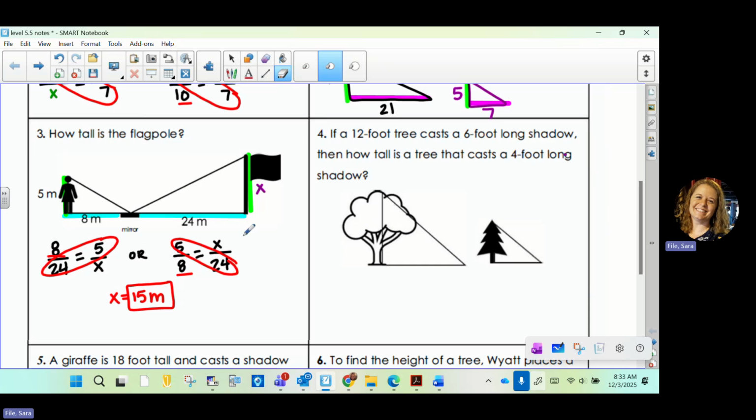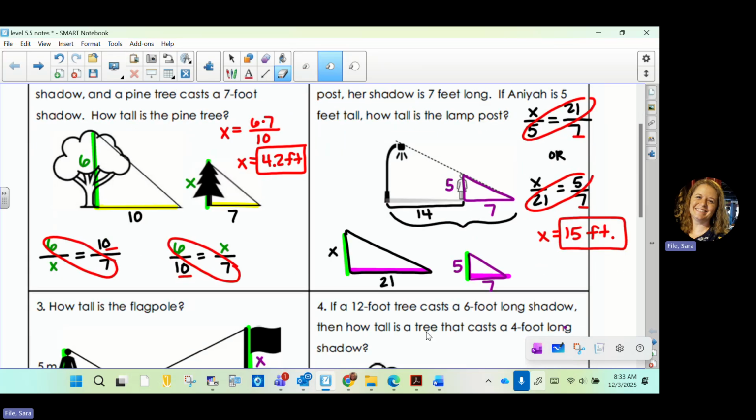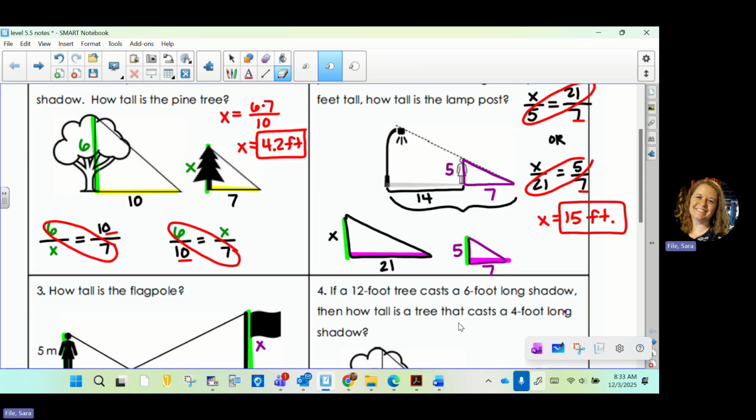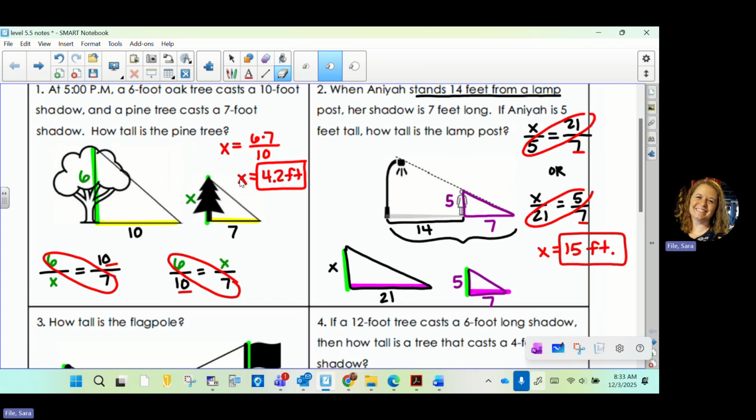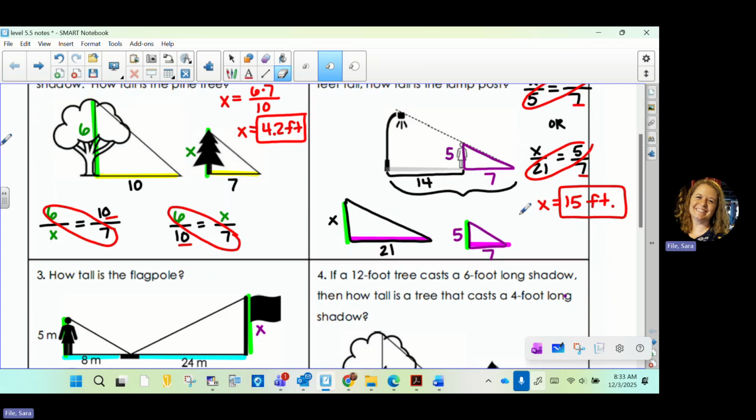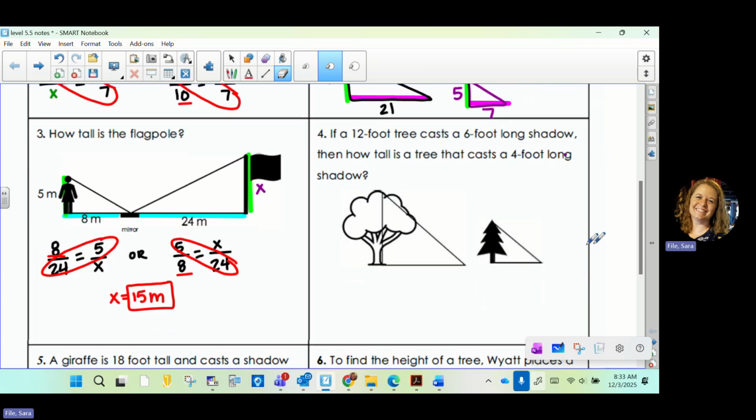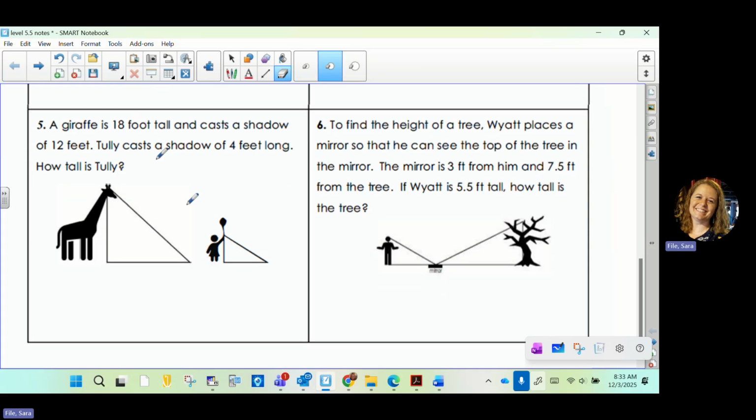All right, so here's another tree one that's side by side. It says a 12-foot tree casts a 6-foot shadow. Then how tall is a tree that casts a 4-foot shadow? So this is similar to the first one. Actually extremely similar. They're even giving you the same pieces. So I'm going to save us some time. You can try that one on your own and check it later, but I don't feel like we need to do two almost identical questions. Let's look at number 5.